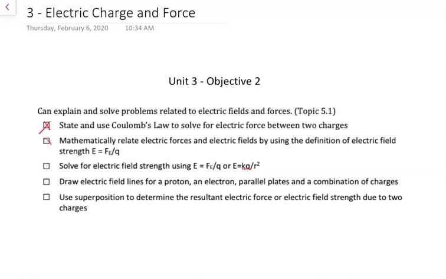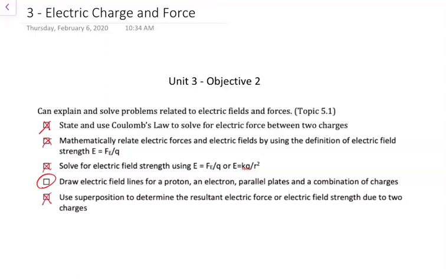We're going to be able to mathematically relate electric forces and fields by using the definition of electric field strength. Hey, you're seeing words that we've seen before, right? Force, field strength. We're going to solve electric field strength. We're not going to draw electric field lines yet, because that's going to come up next week when we interact with both electric and gravitational fields.